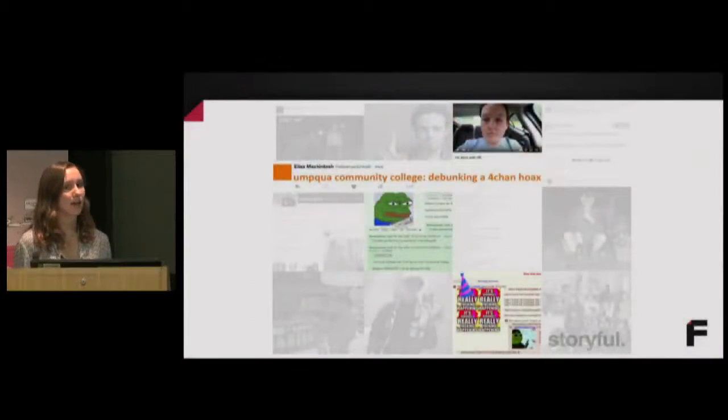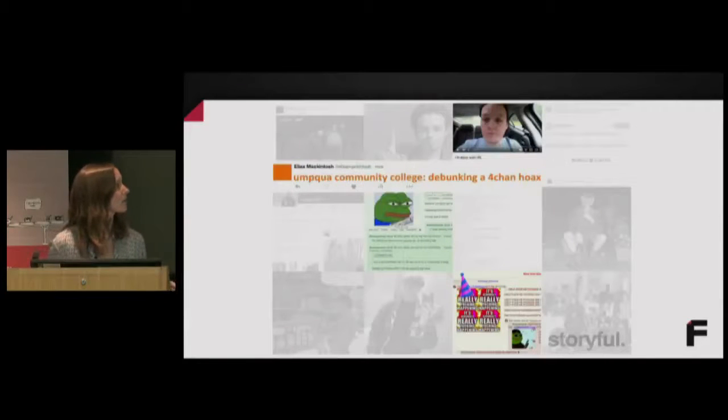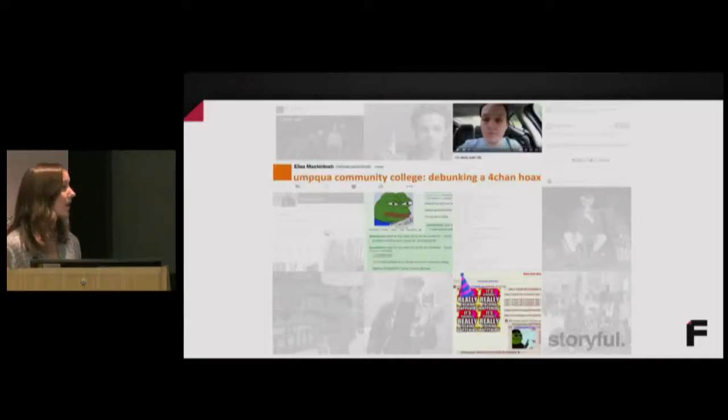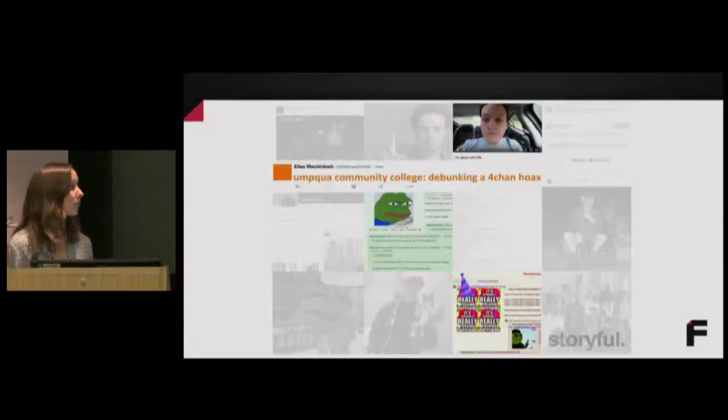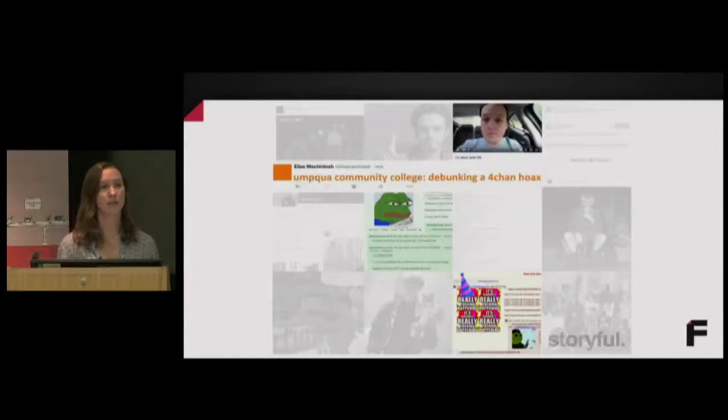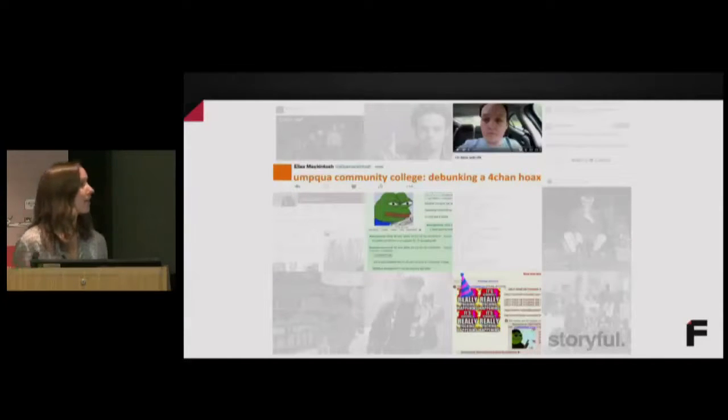The next case study I want to highlight is yet another shooting in the US, this one at Umpqua Community College. The gunman who killed 9 people on October 1st at an Oregon college before shooting himself was originally misidentified on 4chan, the anonymous online message board. This next case study looks at how we were able to debunk that 4chan hoax using Snapchat.